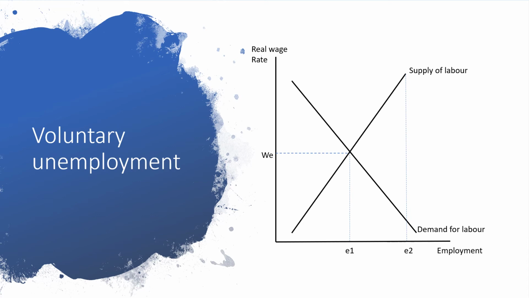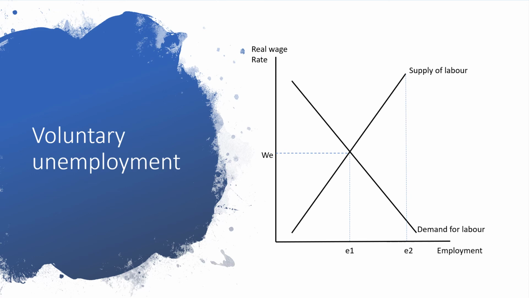The classical school assumes that the labour market is just like any other micro market. It will come into equilibrium at the price and quantity where supply equals demand. The equilibrium level of employment is called the natural rate of employment. On the diagram, this is E1. The equilibrium wage is WE. Note that everybody who wants to work at this wage rate can find work.